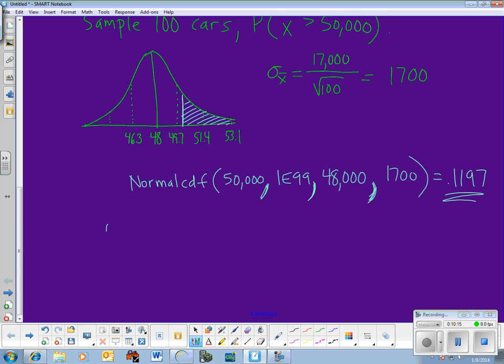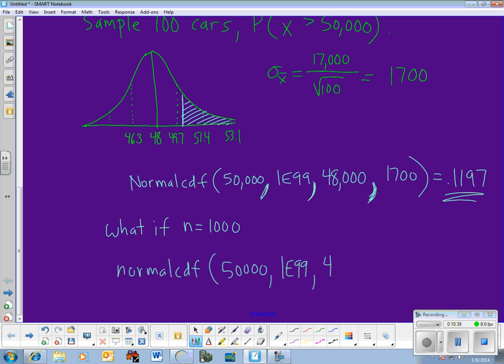Let's get some of that down here. What if, and little n is our sample size, it were 1,000, then this would be our calculation. Normal CDF, 50,000 to infinity, just saying what's the probability that the mileage is over 50,000, when in reality, it's 48,000. And you can actually type these calculations into your normal CDF command if you want. You could do 17,000 divided by square root of 1,000 in that command. You don't have to calculate it beforehand. Let me calculate that.